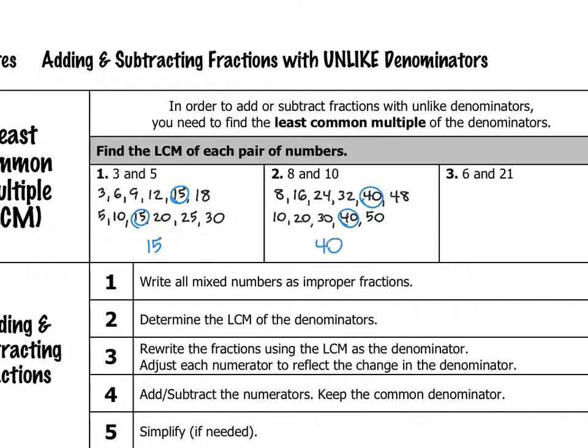So notice the LCM is not always the product of the two numbers. For number 1, 3 times 5 was our least common multiple, 15. But 8 times 10 is 80. 80 is a common multiple, but it's not the least common multiple.